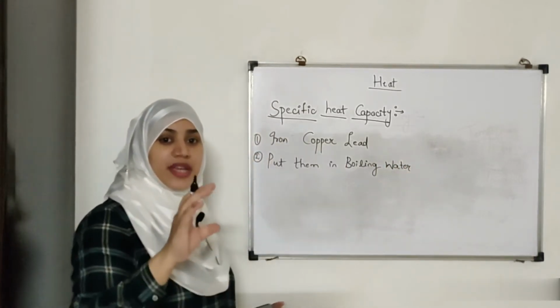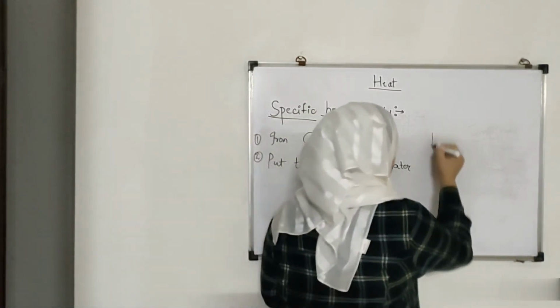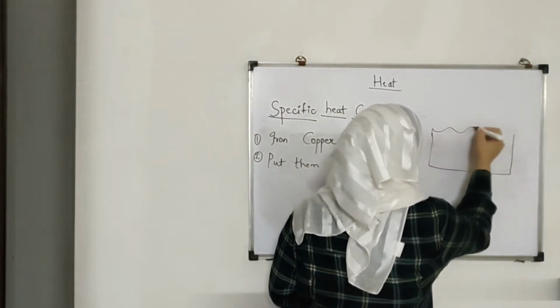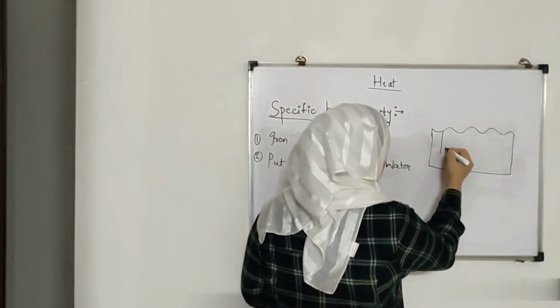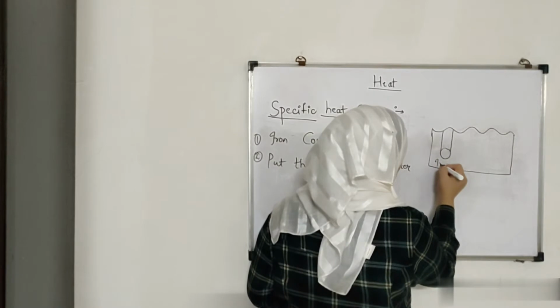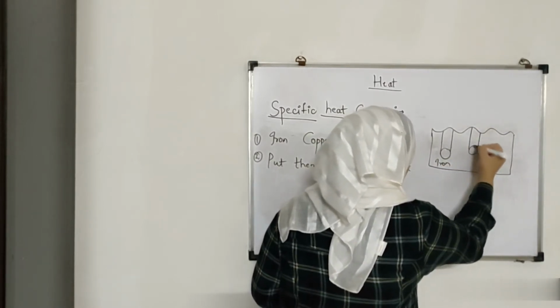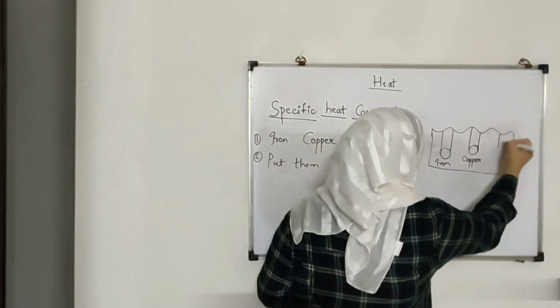Now put them immediately on a wax slab in a tray. So this is my tray and this is my wax. What I see is the iron sphere goes deepest, then the copper sphere goes to an intermediate depth, and the lead sphere goes the least.